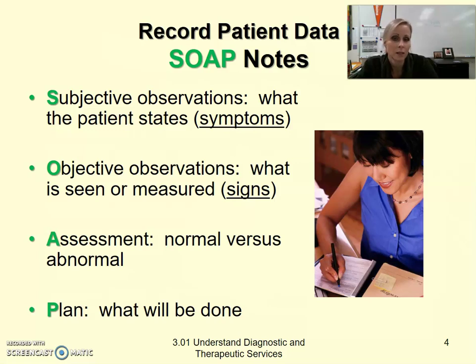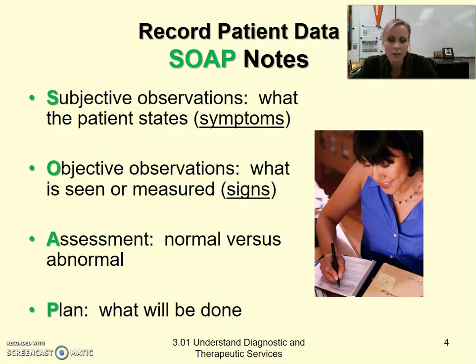Typically under plan, you will see a doctor's orders. If a doctor is filling out a SOAP note, or a therapist is filling out a SOAP note, P will be a plan. It will be an order. For example, physical therapy 3 times a week times 6 weeks.